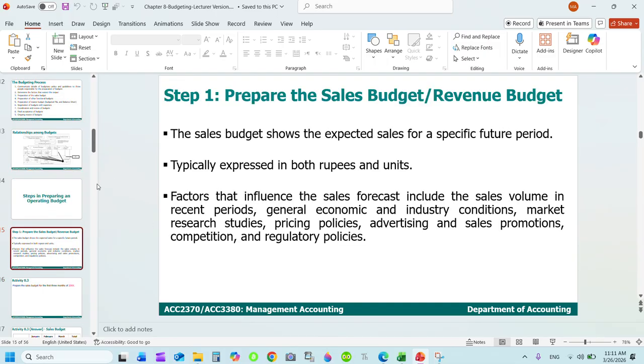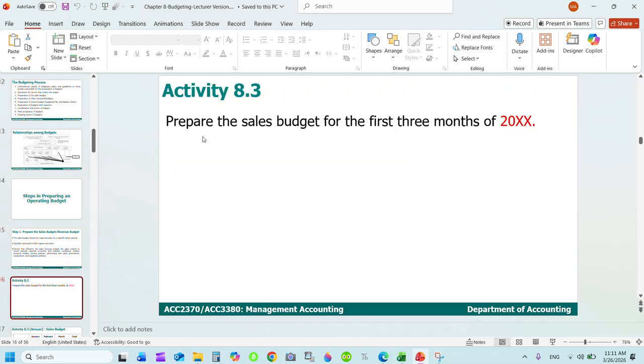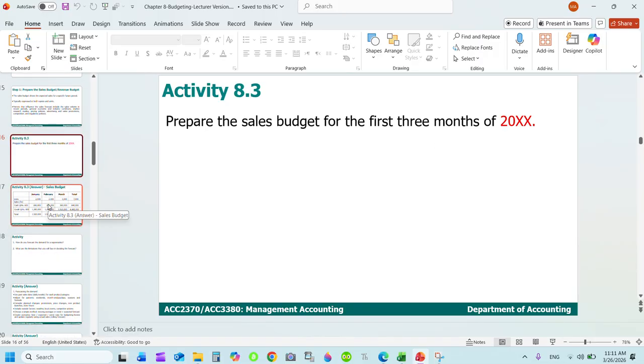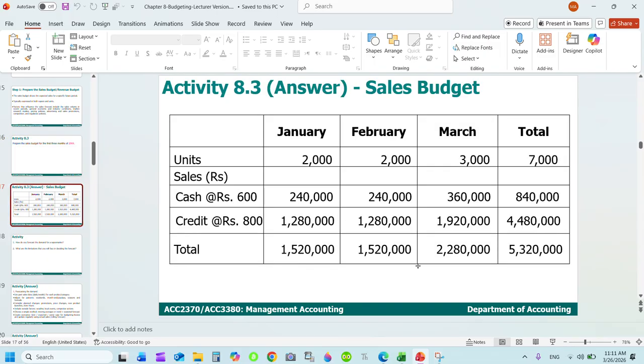Next part, prepare the sales budget for the first 3 months. We did it, right? So you can see this is the answer, right? This is the answer. I do hope you understood it.